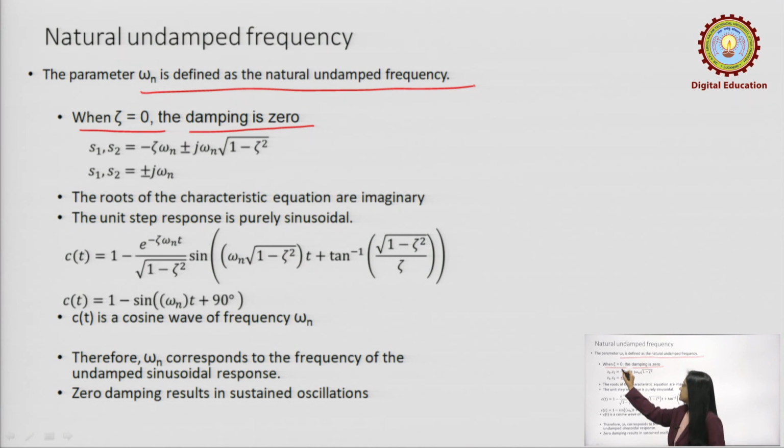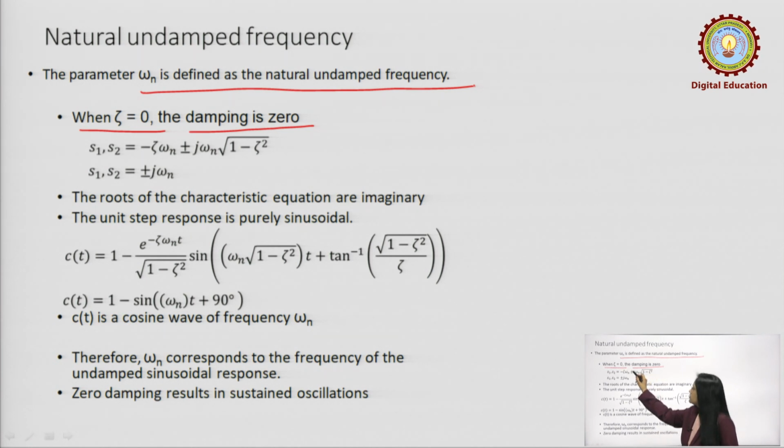What happens when zeta is equal to 0? We have derived that the roots of the characteristic equation are S1 and S2, and the values of S1 and S2, as known, are minus zeta omega n plus or minus j omega n root of 1 minus zeta square, when you are substituting zeta is equal to 0.